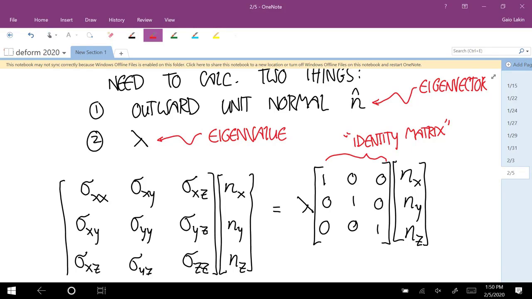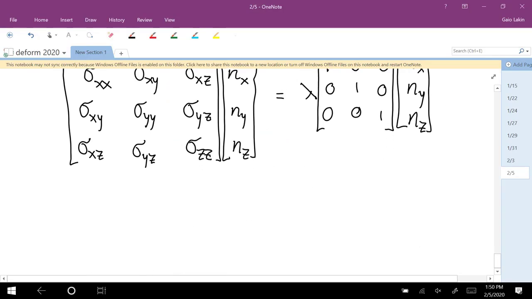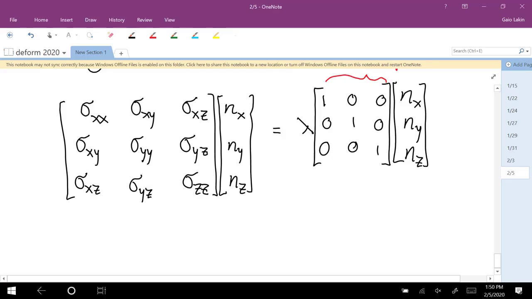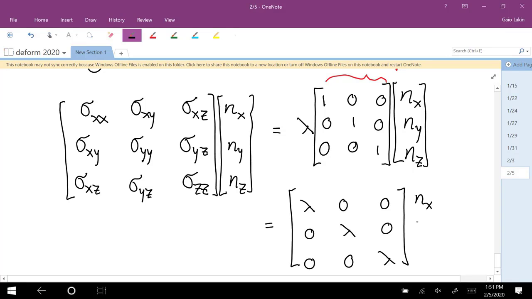Okay. But now that I've done that, let me rewrite this again one time. Now I'm going to carry that lambda through this identity matrix, and we have just lambdas on the main diagonal. Okay. And now I can subtract this from both sides.